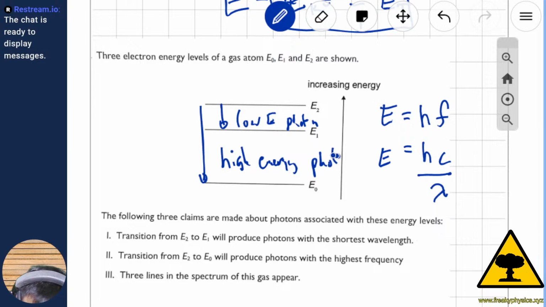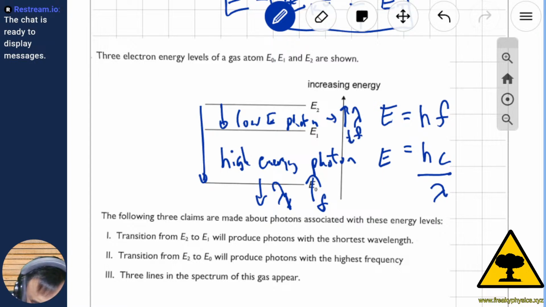Okay. Now, let's take a look here. For a low energy photon, if the energy is low, then this means a high wavelength, right? Similarly, a high energy photon would mean a low wavelength and a high frequency, and a low frequency in this case. So let's take a look at the two statements 1 and 2. Which one is correct according to our analysis here? So one is wrong, right? E2 to E0, high frequency, correct, right?